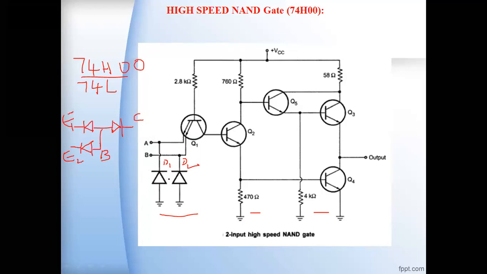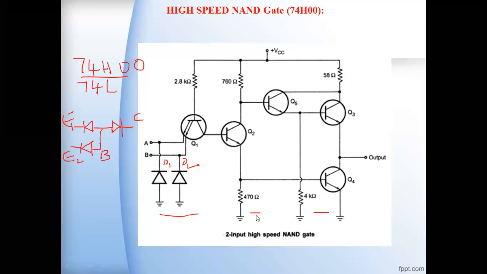And actually they do nothing in the operation, but these diodes can be used to protect the input stage of the circuit. If any excess negative voltages happen, they will be bypassed by these protect diodes here. So this is about the first functional part of the high-speed NAND gate.